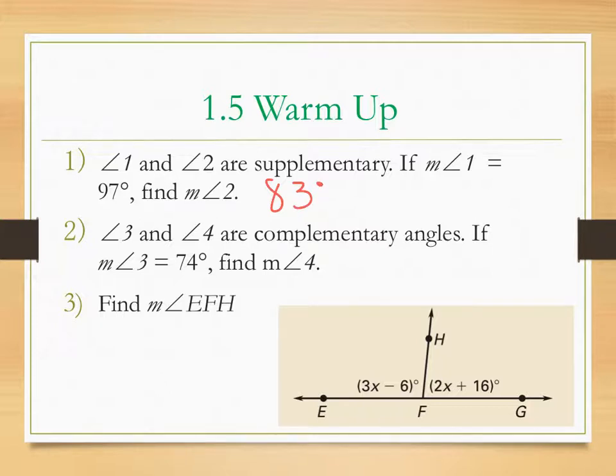Okay. 2 says angle 3 and angle 4 are complementary. If the measure of angle 3 is 74, find the measure of angle 4. What is complementary? 90. So if I subtract 74 from 90, 16.